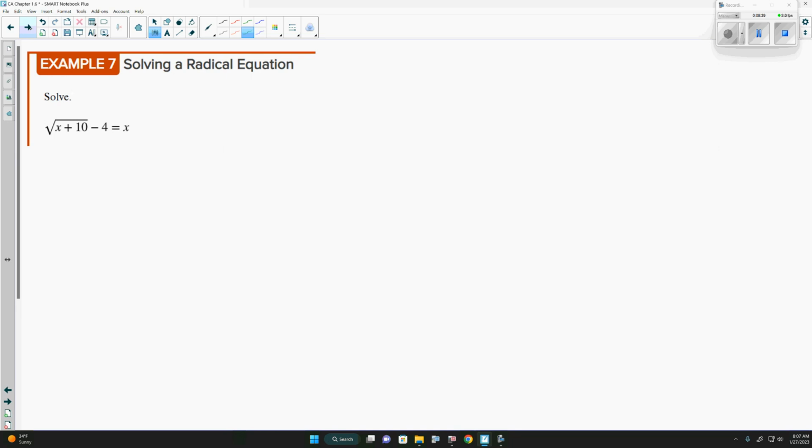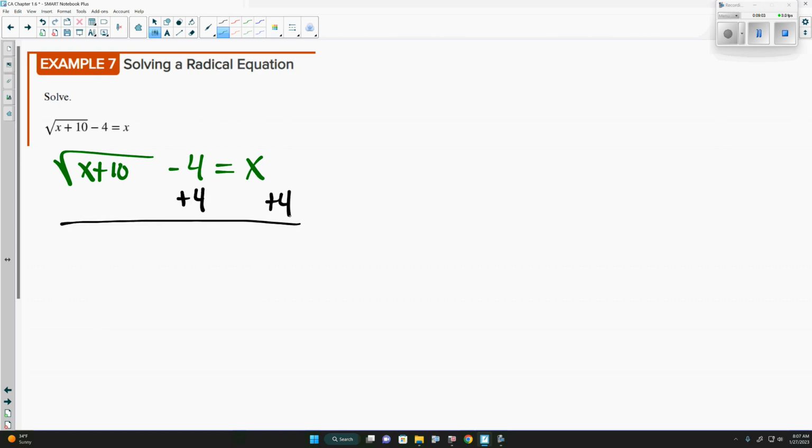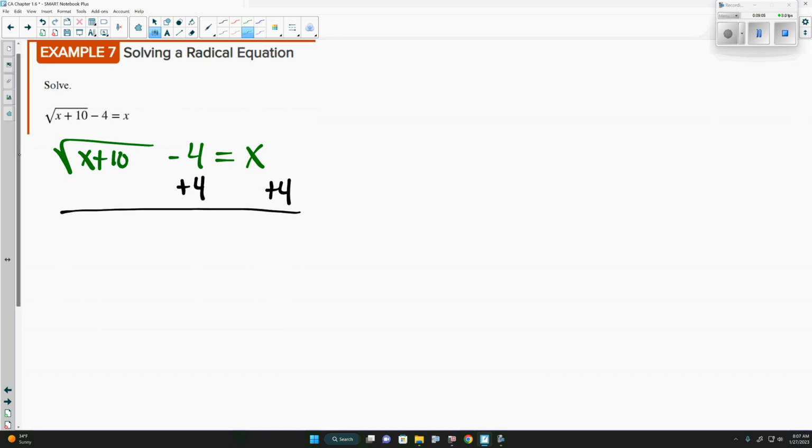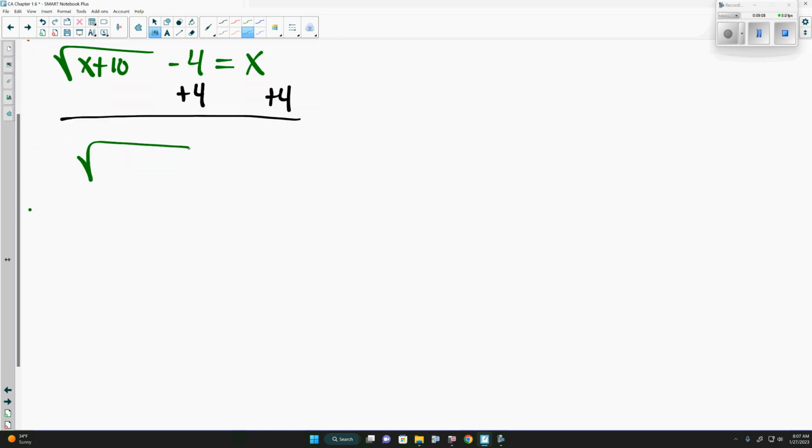So we'll look at this first one here. Square root of x plus 10 minus 4 is equal to x. And again, our first main step is to get the radical by itself. We want to get it by itself first. So the first thing we can do here is add 4 to both sides. If we add 4 to both sides, we get the square root of x plus 10 is equal to x plus 4.